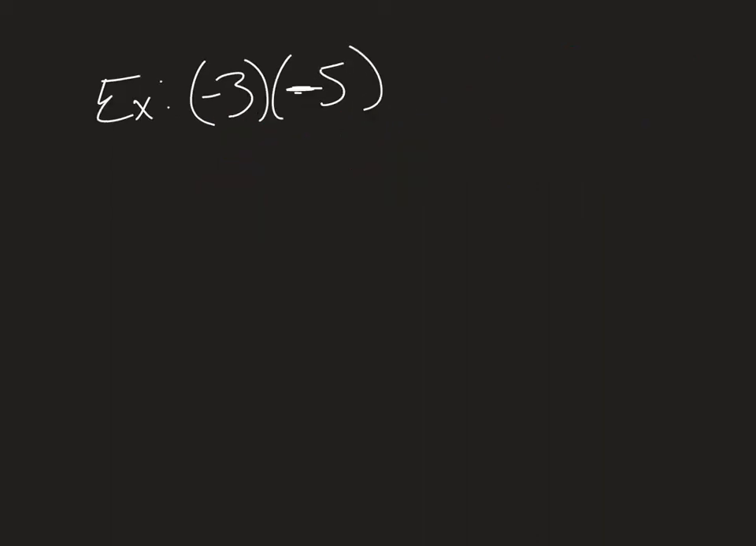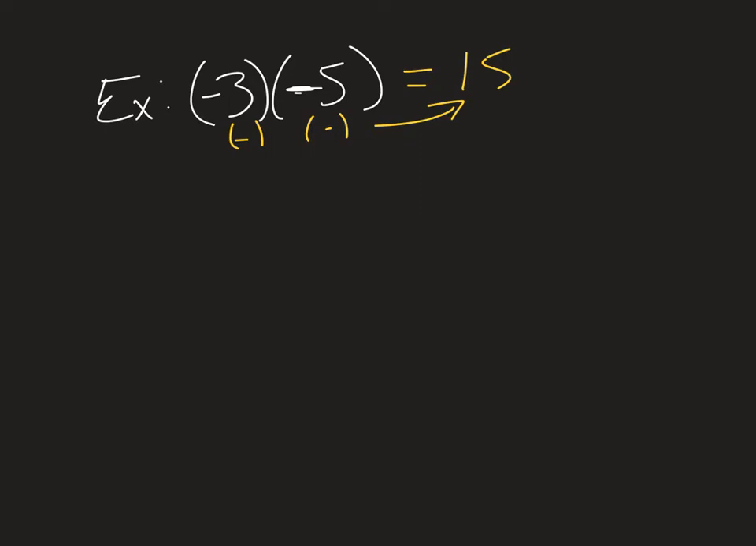But what happens if they're both negative? This one's a little more difficult to reason out. A lot of textbooks will just tell you, yeah, it's 15. The reason for a negative times a negative being a positive is a little difficult to explain. So I'll go into it here on the video, but if you're cool with just accepting that a negative times a negative makes a positive, that's fine.